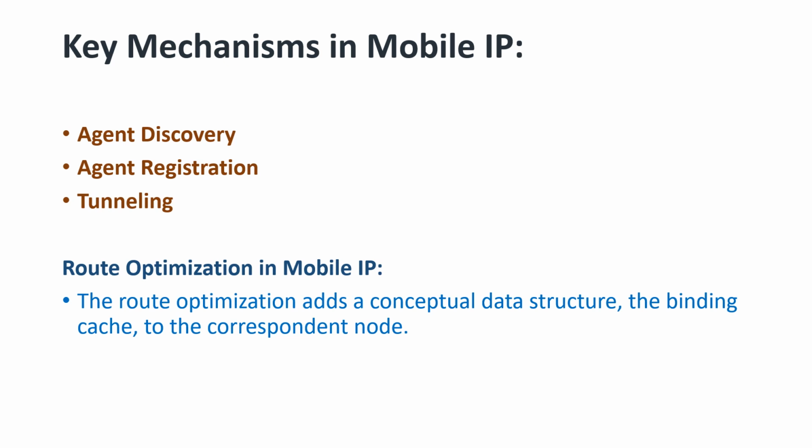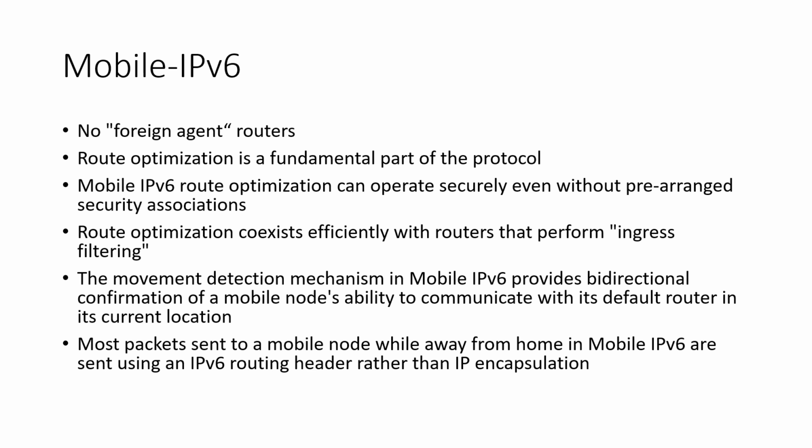So these are all the key steps in mobile IP. We have agent discovery, agent registration, the tunneling mechanism, as well as the route optimization. This route optimization adds a conceptual data structure, binding updates, to the correspondent node. So this defines the effective route for communicating between the home and the foreign agent.